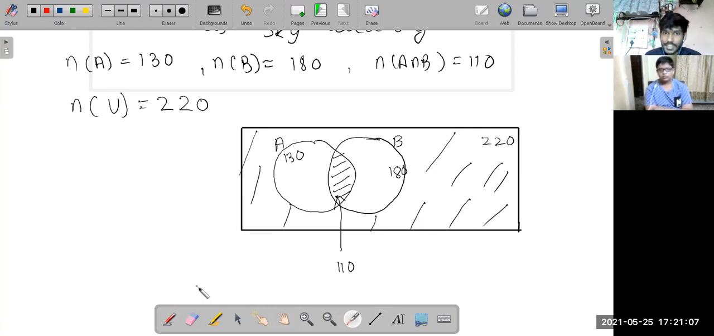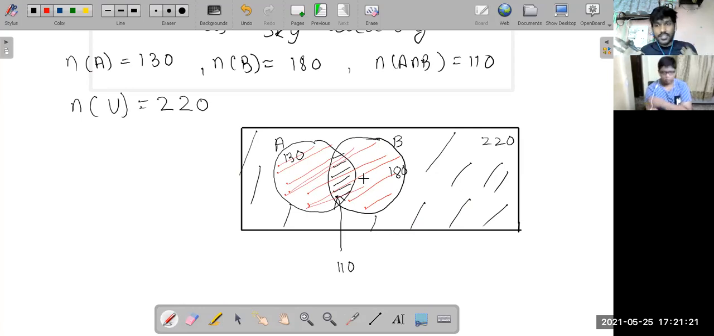Now, to find out the number of students shaded in black, you have to first find out the total students here. That means, look at the red portion. What would the red portion be? It is both A and B. That means it is A union B. So first you find out A union B and you subtract it from 220. That will give you the number of students who do not have both of the hobbies. Did you understand? Is it clear why subtraction? Yes, sir.